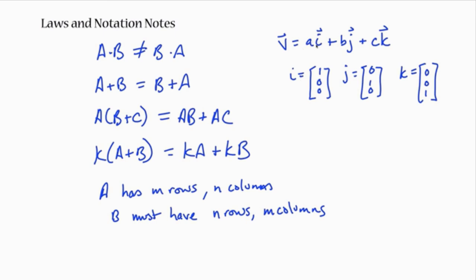So a times i just means you're going a steps in the i direction, in the x direction. It's similar. So i is typically what we think of as the x direction, j is in the y direction, and k is in the z direction. It comes up a lot in physics, so if you see this notation with i's and j's and k's, they're unit vectors and they imply directionality in XYZ coordinate space.